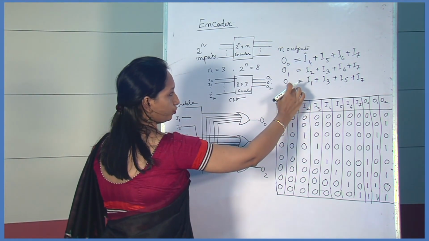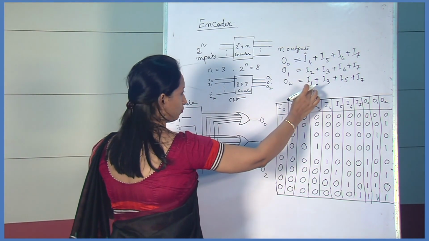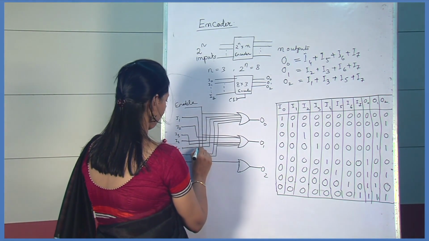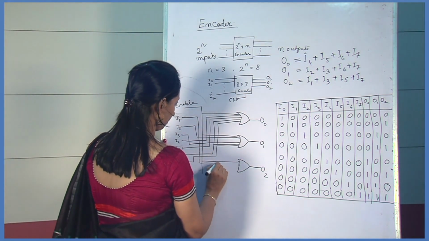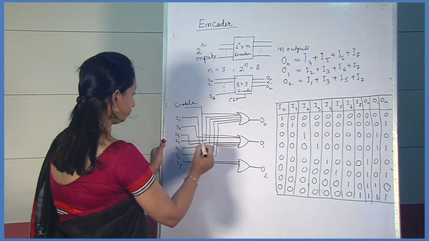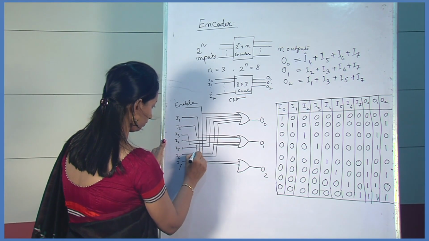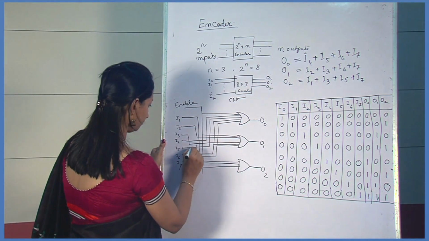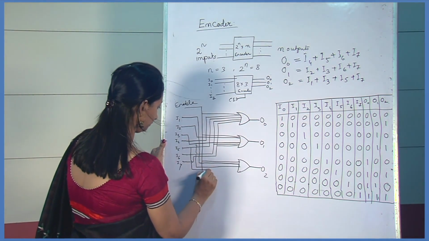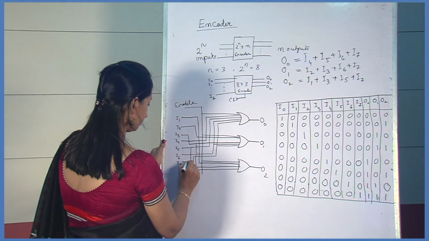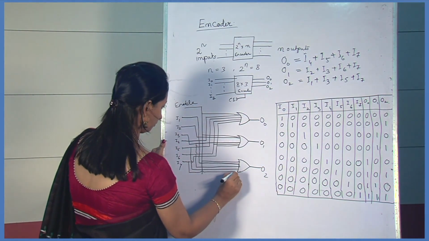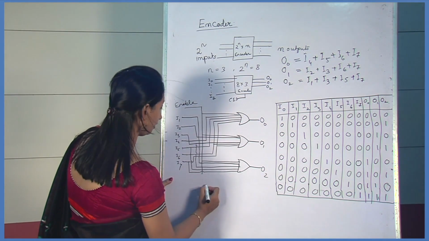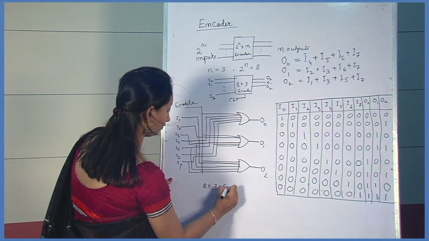Then for the O2 combinations, the inputs are I1, then I3, which is already drawn, I5, and I7. So this is the logic circuit for the 8x3 encoder.